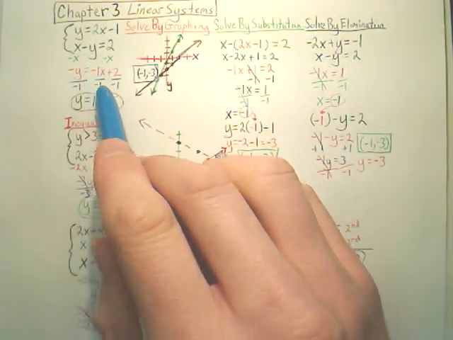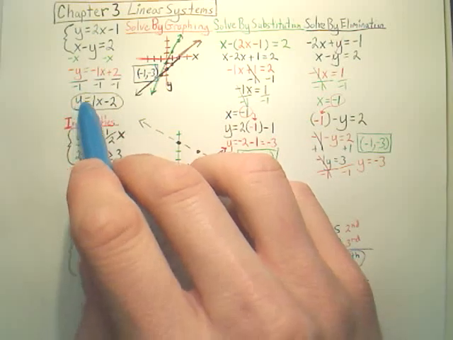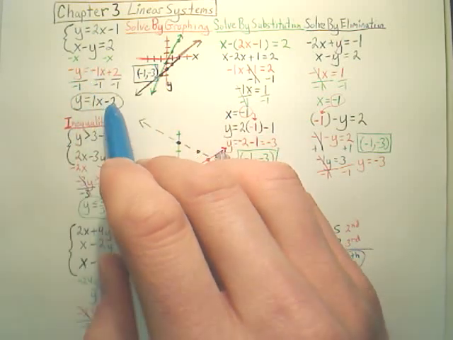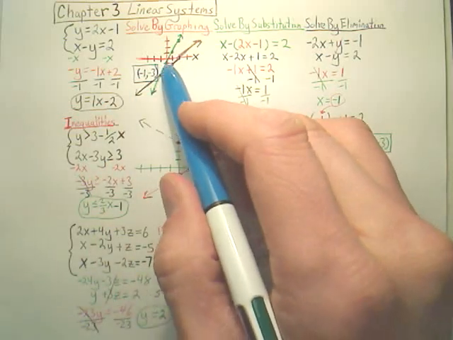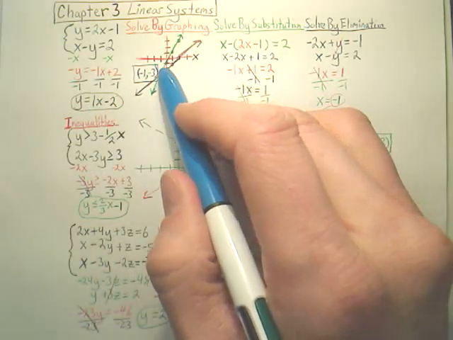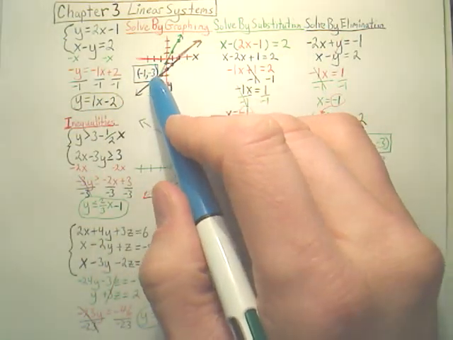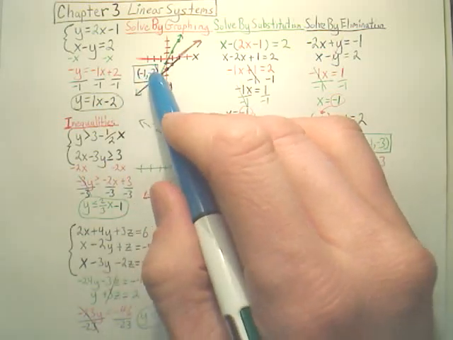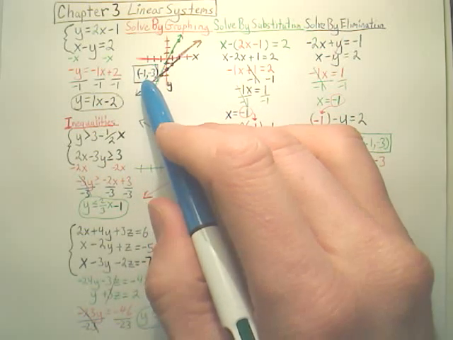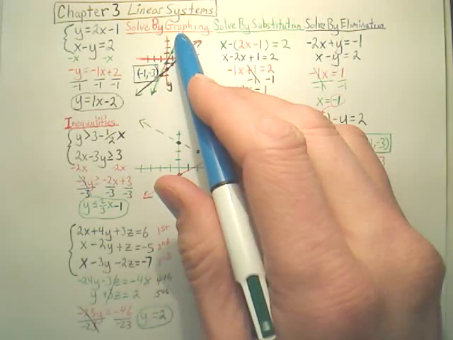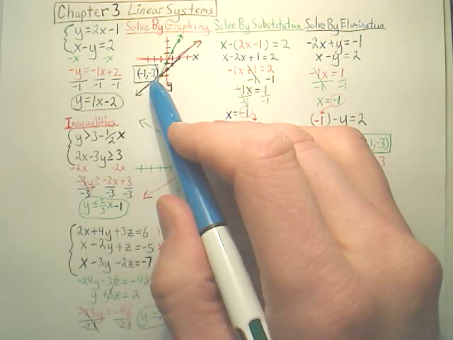The second one I rewrote. You try to get y by itself. And this one begins at -2, like the black one right here, and has a slope of 1. And you'll notice they hit right here at -1, -3. That's the answer. The solution to a system of equations graphically is the point where they cross.